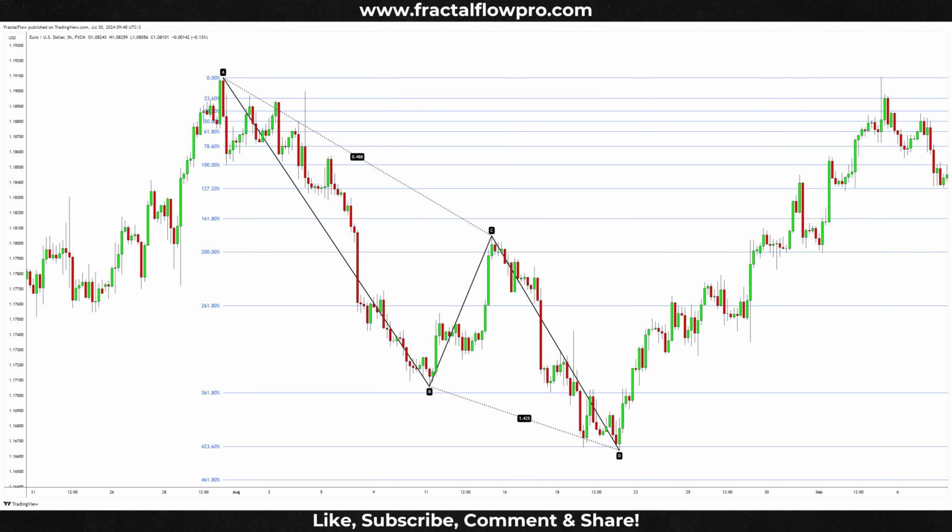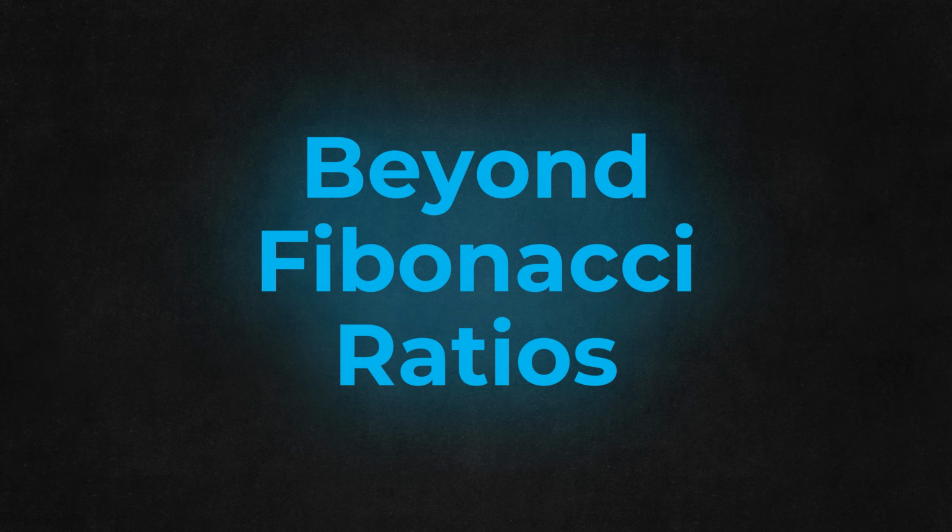Again, trading is not about this technique or that strategy. It's about the convergence of good tools. This is a principle that exists not only in technical analysis, but across many types of market analyses. Let's take a moment here to learn a little bit about the realm beyond Fibonacci ratios.